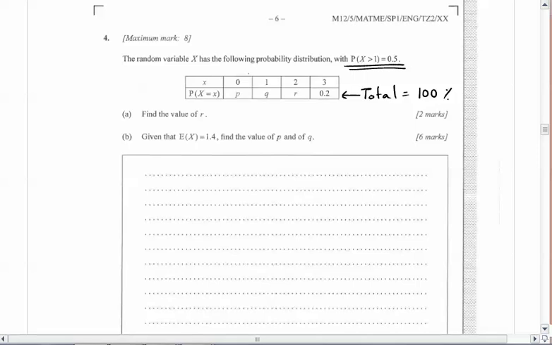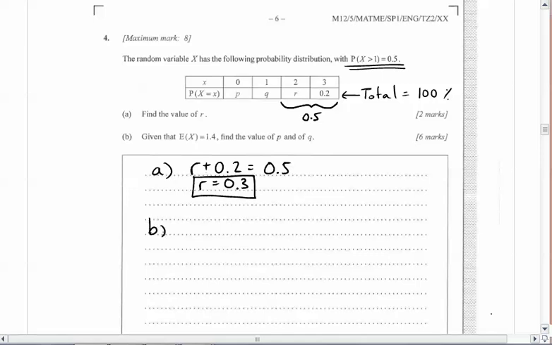So let's see, bigger than 1 means not equal to 1. So that means 2 or 3. Bigger than 1 is 50%. So that means that r and 0.2 is 50% of the total, so r is 0.3.